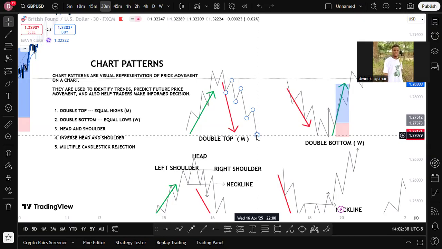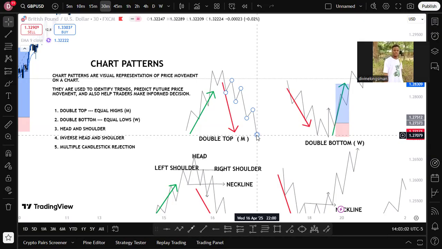While for a double bottom, price was coming down, which was bearish, and then for some reason sellers could not keep on pushing the price down, and it formed a double bottom, which is equal lows, changing from a downtrend to an uptrend, right? So that is an example of a double bottom.